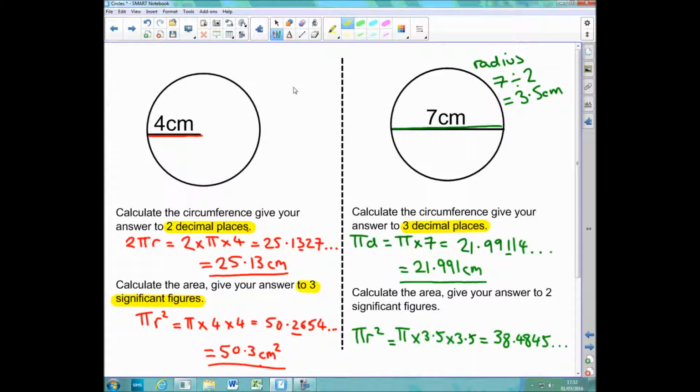So this time the question's asking you to give your answer to 2 significant figures. So again, we're just going to identify which number is in the second significant figure place, which in this case is an 8. Again, you've got to check, will this round up or will it stay the same? That 4 next to it says it's going to stay the same, because remember, we're always looking to see whether it's 5 or bigger. So that will give us 38 centimeters squared.